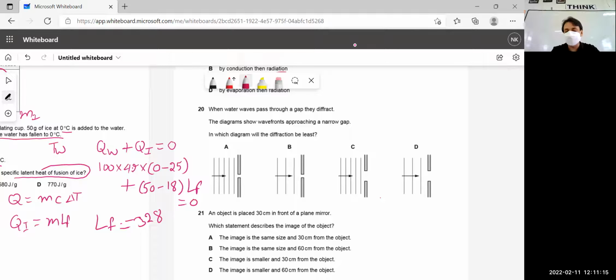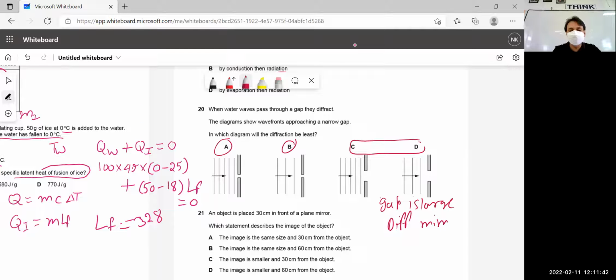So let me tell you some rules. If the gap is large, diffraction will be minimum. So a large gap I can find in options C and D. Here in A and B, the diffraction will be maximum. We have to find the least diffraction. So if the gap is large, diffraction will be minimum.